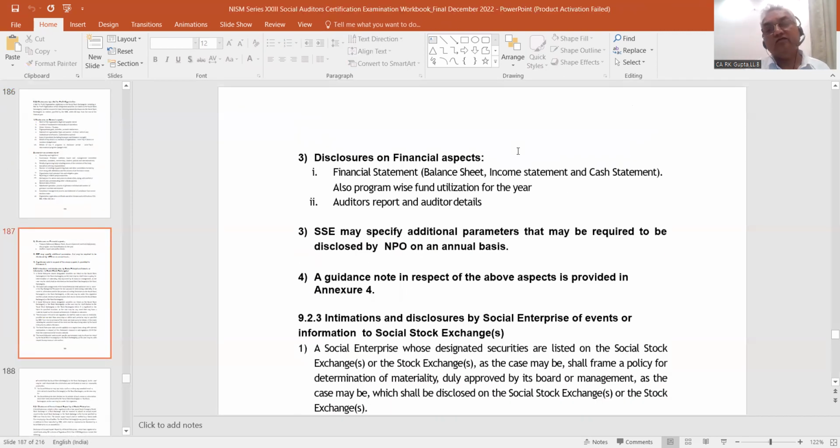Third is the disclosure on financial aspects. So first general aspects, then governance aspects, and third is financial aspects. So financial statements, balance sheet, income statement, and cash statement. Also program-wise fund utilization for the year, and auditor's report and auditor details. So these are the disclosures on financial aspects. Then the Social Stock Exchange may specify additional parameters that may be required to be disclosed by NPOs on an annual basis. And a guidance note in respect of the above aspects is provided in Annexure 4.